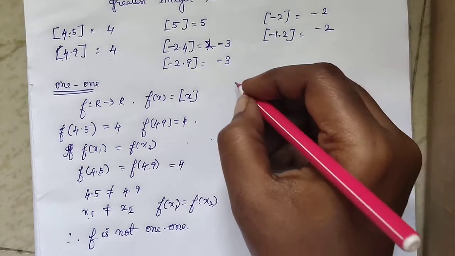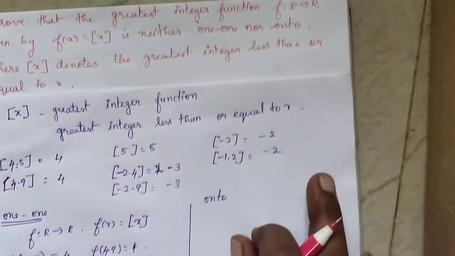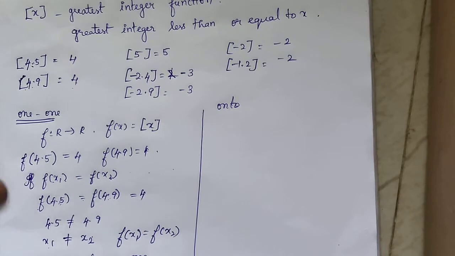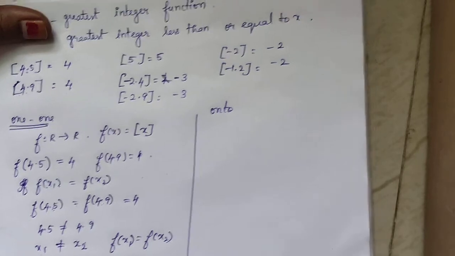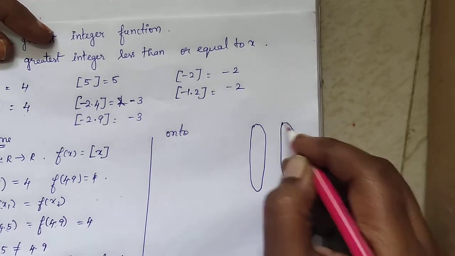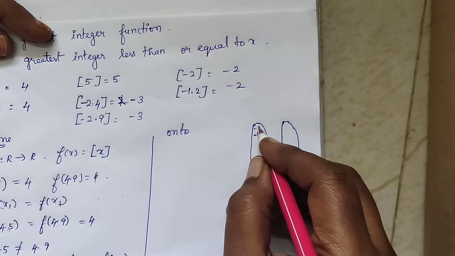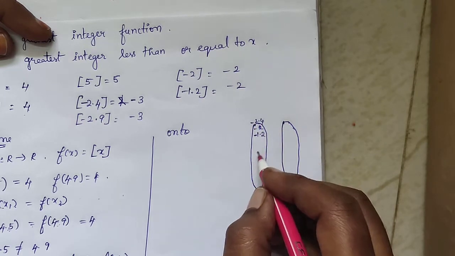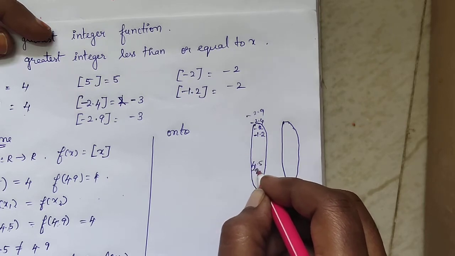Now let us prove that it is not onto. So for onto also we have to prove that it is not true. In the same way, let us take one example and prove that it is not an onto function. Now let us see in this diagram. See here, what are the numbers we have taken? Minus 1.2, minus 2, minus 2.4, minus 2.9, 5, 4.5, 4.9.